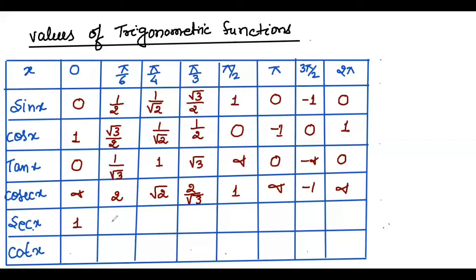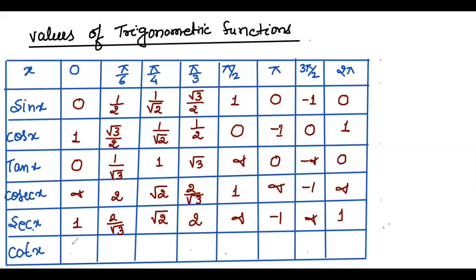Then sec of pi by 6 is 2 by root 3. Sec of pi by 4 is root 2. Sec of pi by 3 is 2. Sec of pi by 2 is infinity. Sec of pi is minus 1. Sec of 3 pi by 2 is again infinity. And sec of 2 pi is 1.